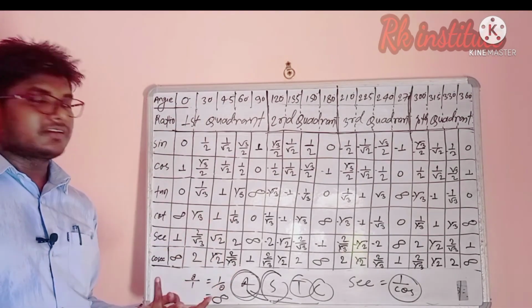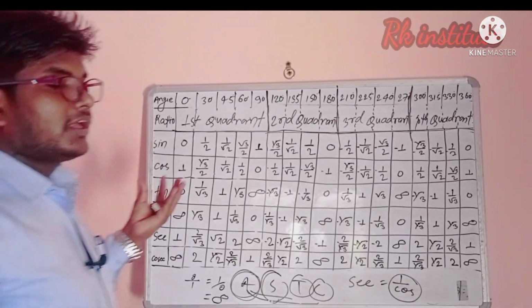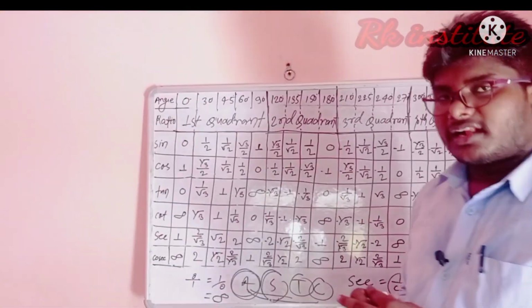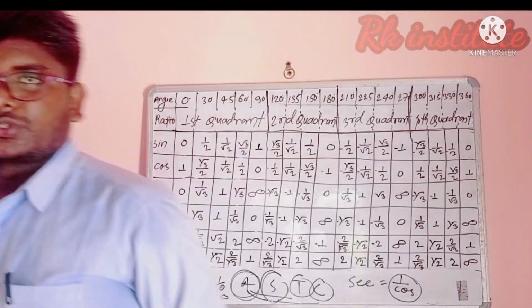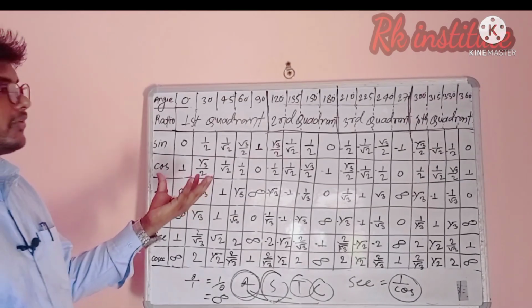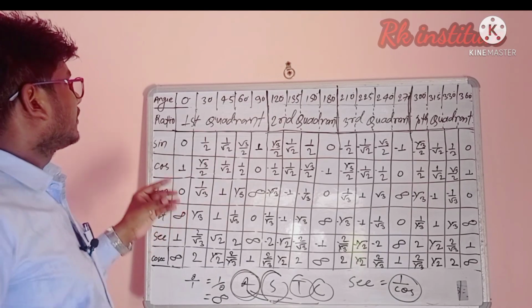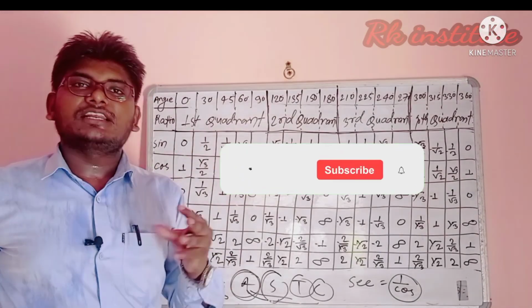This is our formula of trigonometric ratios, the standard angles of trigonometric ratios. In this way we have to find the values of the 6 trigonometric ratios from 0 to 360 degrees.